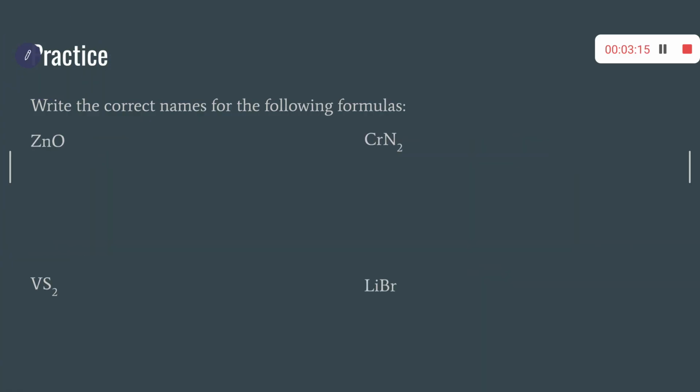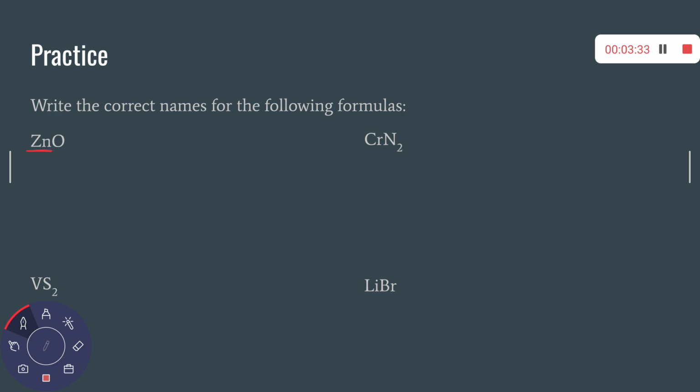So now, what if we want to go the other way? We want to name all of these from the formula. Same idea, we know all of these are ionic, if you wanted to double check, this metal out front. What we need to pay attention to is if we have a transition metal, we need a Roman numeral.